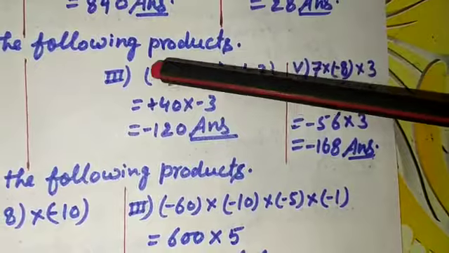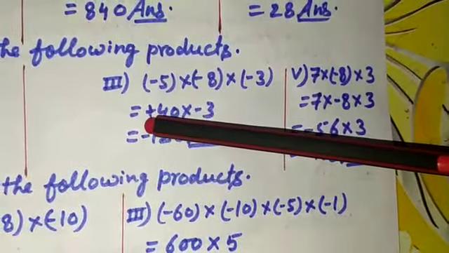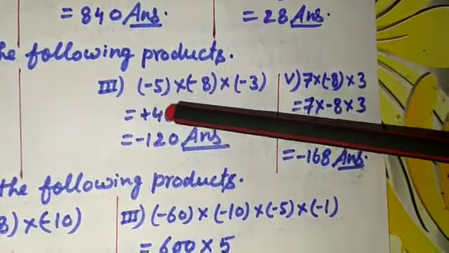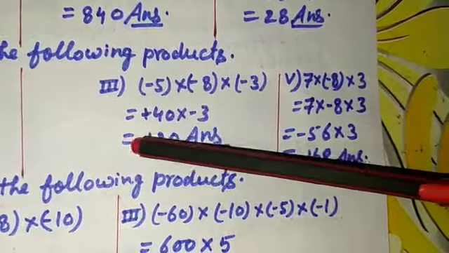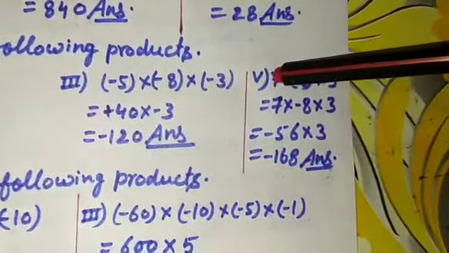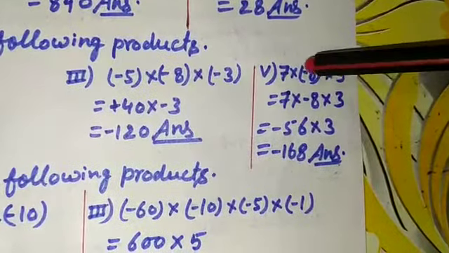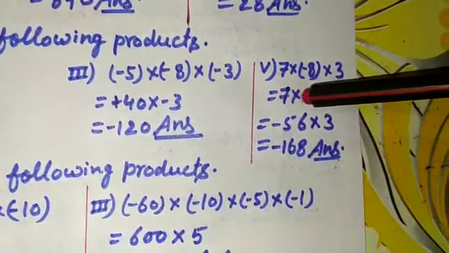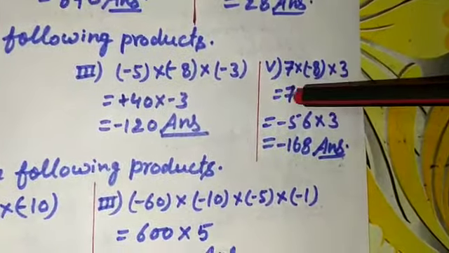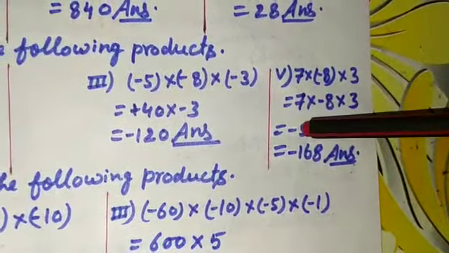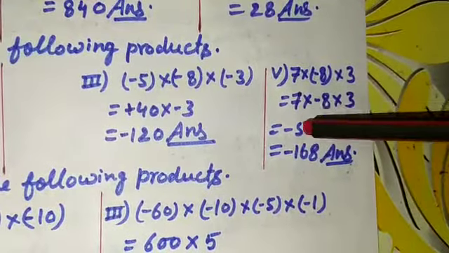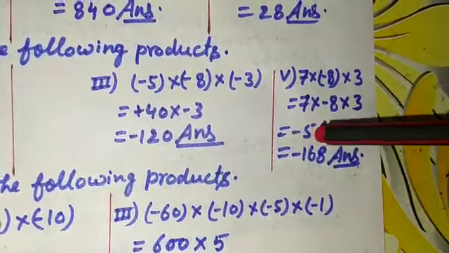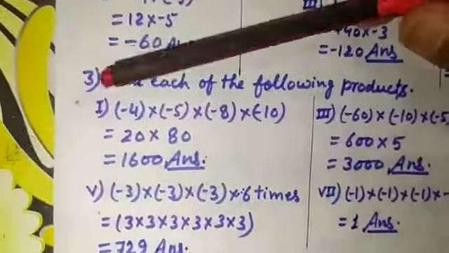Here 8 and 5 are in negative sign, therefore the result will be in positive, 8 fives are 40, into minus 3, and minus 3 into plus 40 is equal to minus 120. Fifth one is 7 into minus 8 into 3. 7 into 8 will be in negative sign because 8 is in negative sign and 7 is positive, therefore 7 eights are 56, minus 56 into 3 is equal to 168, and the sign will be negative because minus 56 is in negative sign and 3 is in positive.